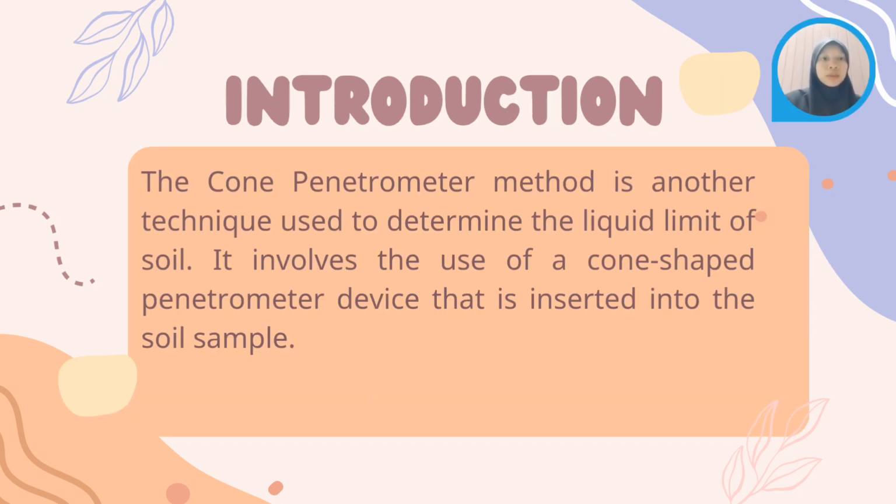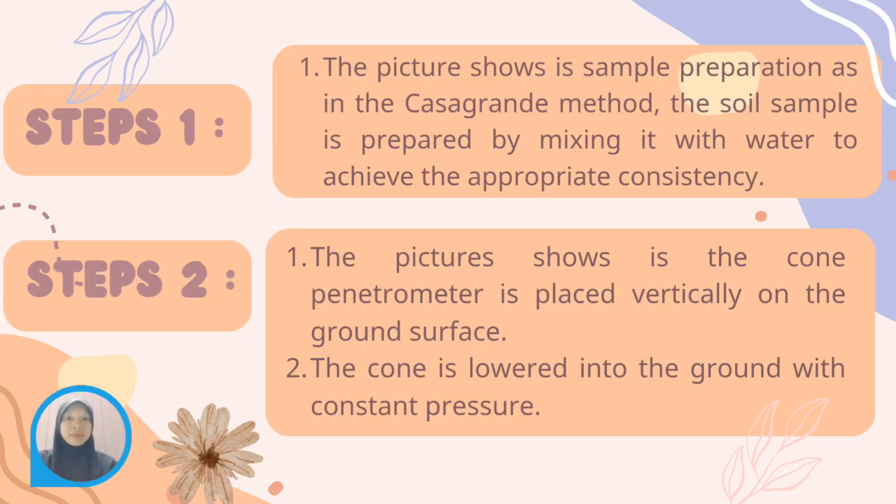Process cone penetrometer method. The introduction. The cone penetrometer method is another technique used to determine the liquid limit of soil. It involves the use of a cone-shaped penetrometer device that is inserted into the soil sample.